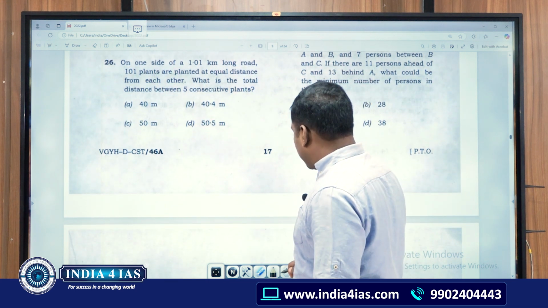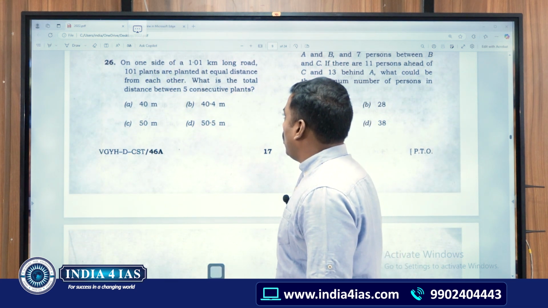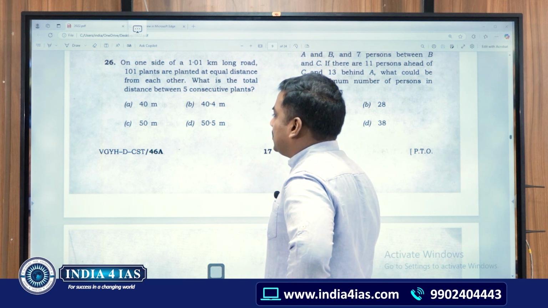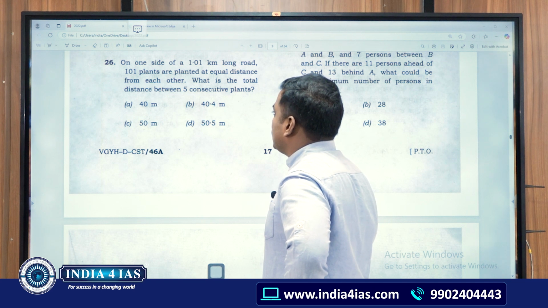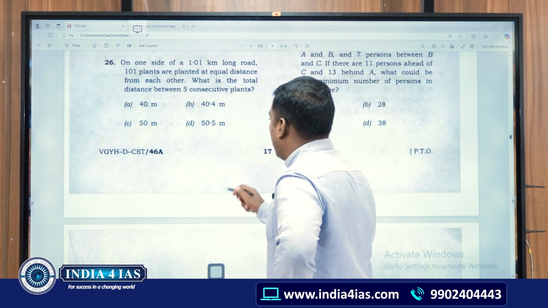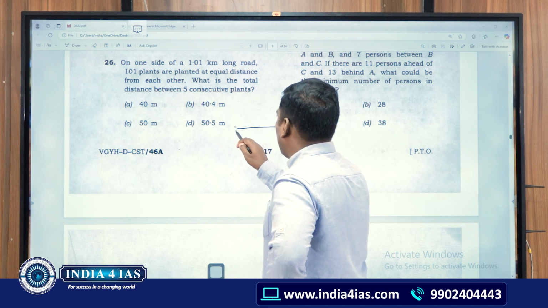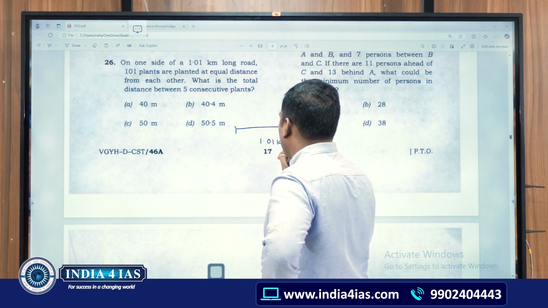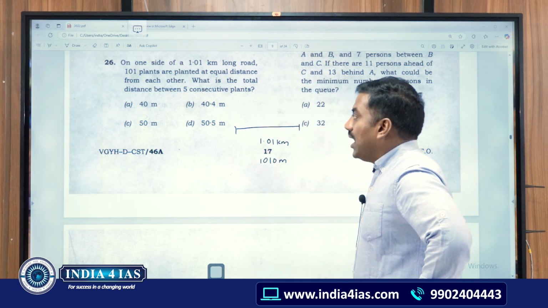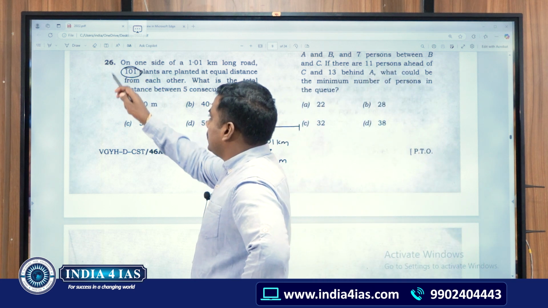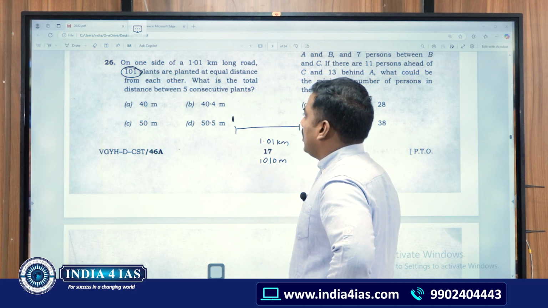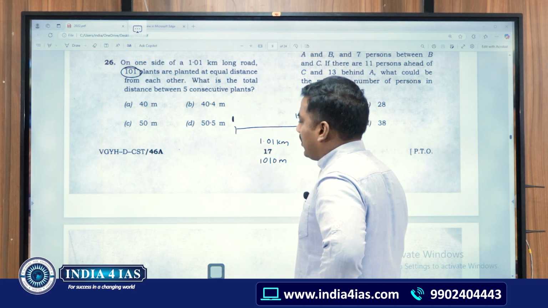Question 26. On one side, 1.01 kilometer long road, 101 plants are planted at equal distance from each other. What is the total distance between 5 consecutive plants? See here, there is a 1.01 kilometer road. That is nothing but 1010 meters. And you are planting 101 plants. So the first plant will come here and the 101st plant will come here.